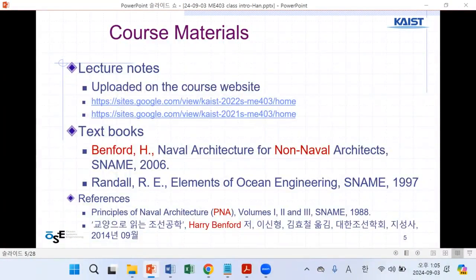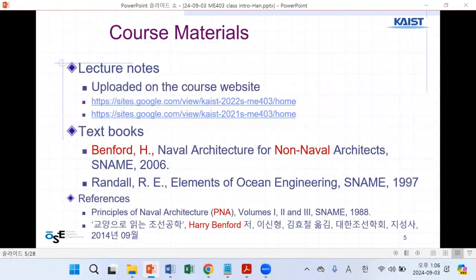Textbook, as I told you, there are 2 books, each partly covered. And reference material, the PNA, is a very thick, heavy textbook from the Society of Naval Architecture and Marine Engineering in the United States. And the last line is showing you the Korean translation of the first book. This one is translated into Korean.